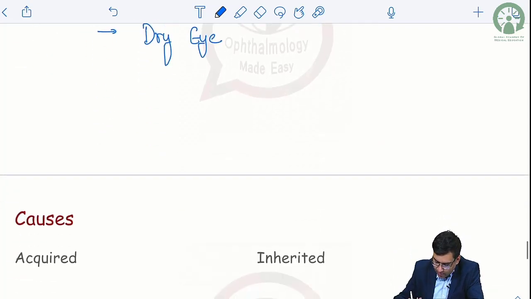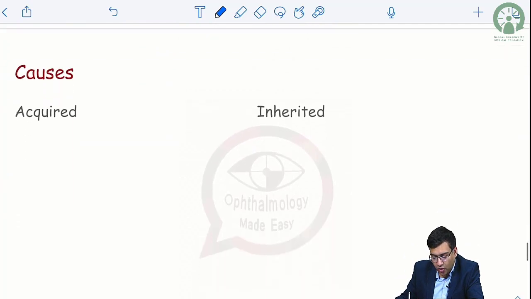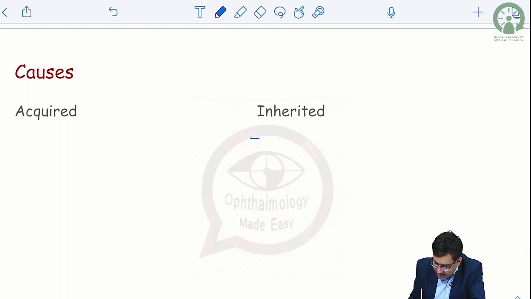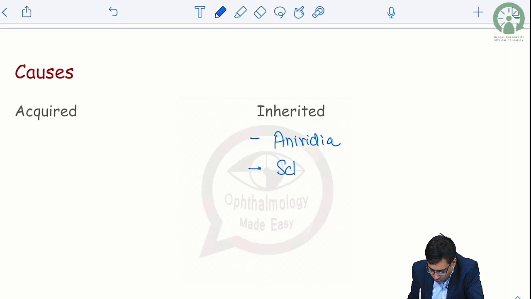Okay, now you would ask me, sir, why is there a limbus stem cell deficiency? So there can be both inherited and acquired causes of the limbus stem cell deficiency. The inherited causes that you have to remember are aniridia and sclerocornea. You can remember it with the mnemonic IAS.